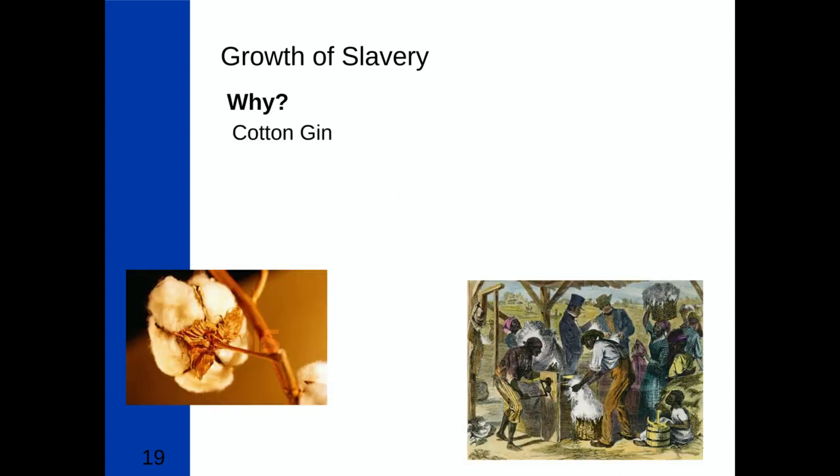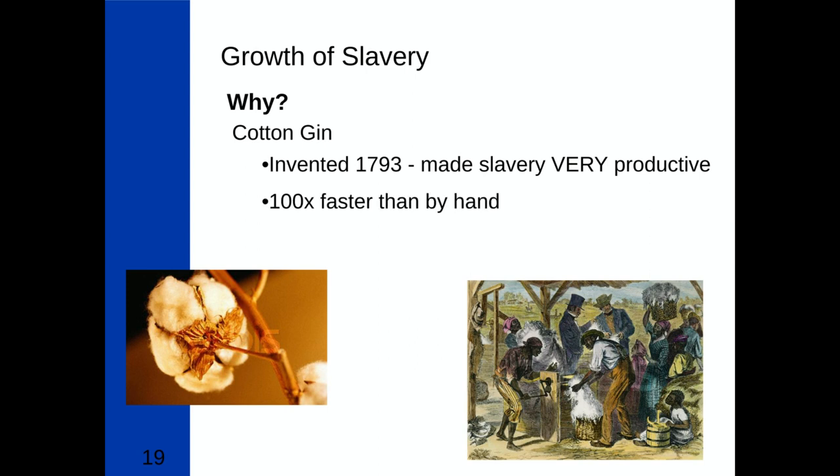Again, why did it grow? Well, the cotton gin was invented in 1793 by Eli Whitney. It made slavery very productive at that point because you could get more cotton out of the fields. It was 100 times faster than picking the cotton by hand. Of course, the cotton still had to be picked, but you had to take the seeds out of the cotton, and the cotton gin's main purpose was to pull those seeds out. It was more efficient, and that meant more money, so they needed more slaves.